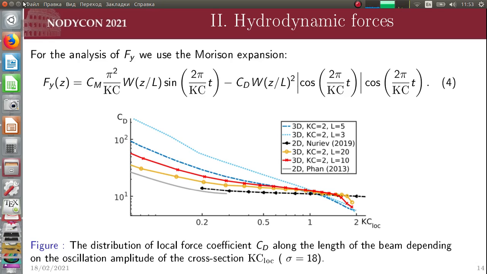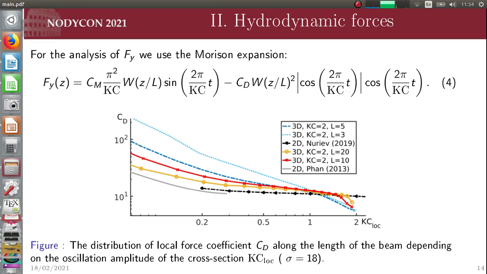In the next step, let's consider the hydrodynamic forces acting on the beam. For the analysis of the inline force, we use the Morrison expansion, which can be written in the form of equation 4. Here, the first term in equation 4, which is proportional to acceleration, describes the added mass force that affects the resonant frequency of the beam. The second term, which is proportional to the square of the velocity, describes the drag force that is responsible for the hydrodynamic damping of the vibrations.